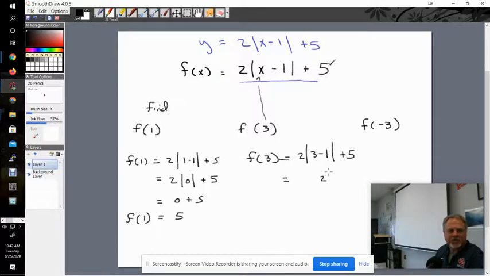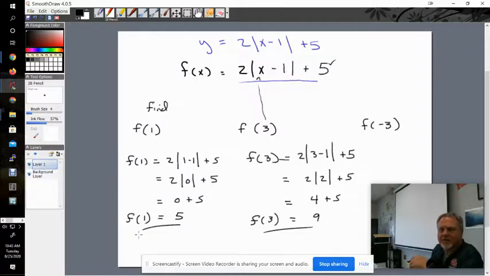3 minus 1 is 2. So it's 2 times the absolute value of 2 plus 5. Now the absolute value of 2 just also happens to be 2. So you get 2 times 2, which is 4, plus 5. And in this case, 4 plus 5 is 9. So the function value at 3 equals 9. Anyway, there's just a couple of examples of using function notation and finding specific values at certain x values you're plugging into the function.